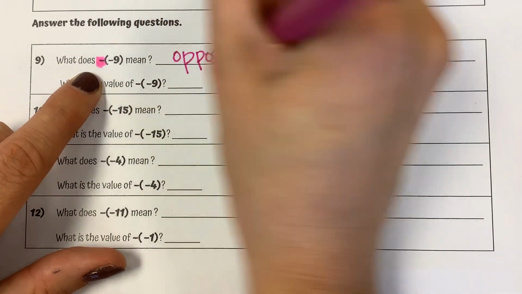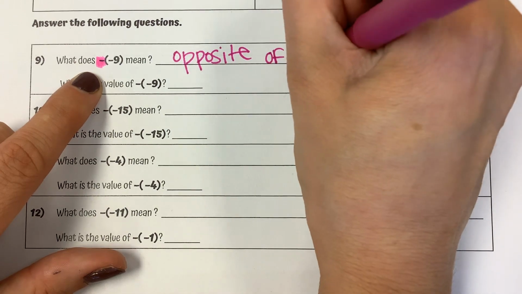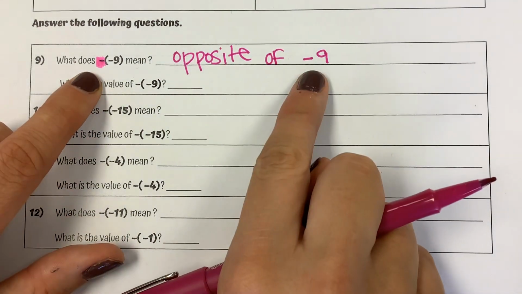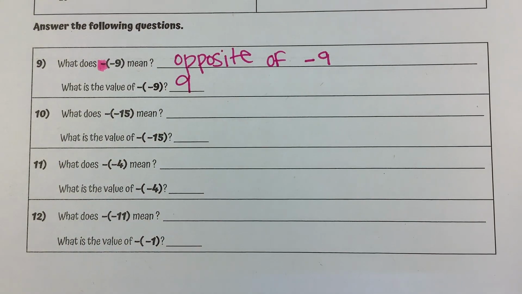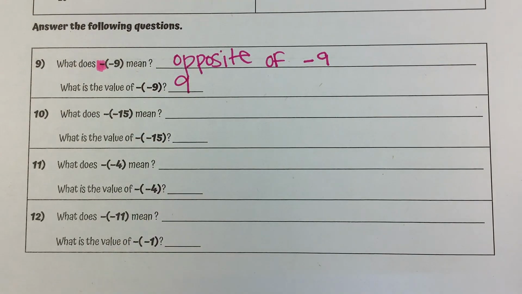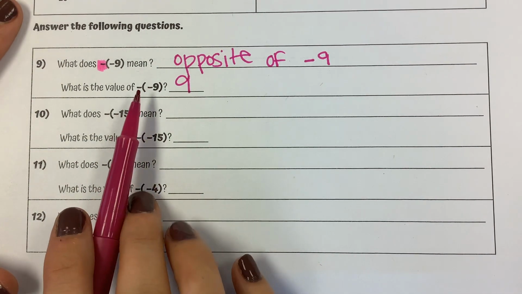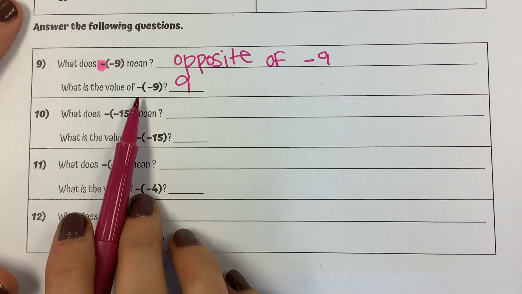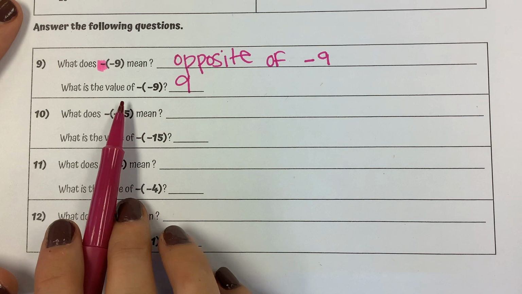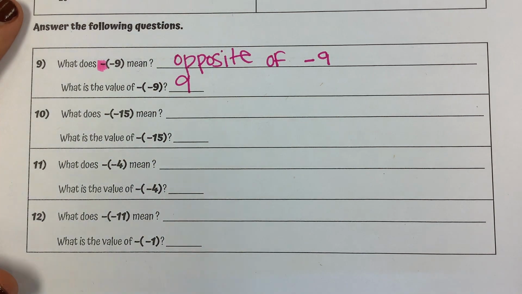That means what is the opposite of negative 9? Well, what is the opposite of negative 9? Positive 9. So that's what the actual value is. The opposite of negative 9 is positive 9. It's kind of like a double negative. If I say, I don't never go to McDonald's, that means I do, because it's that double negative.